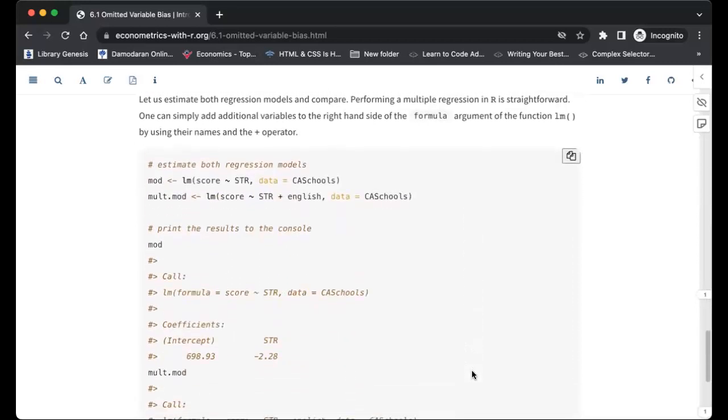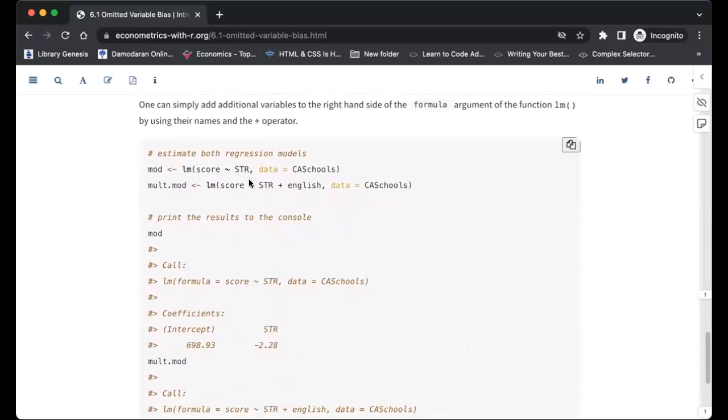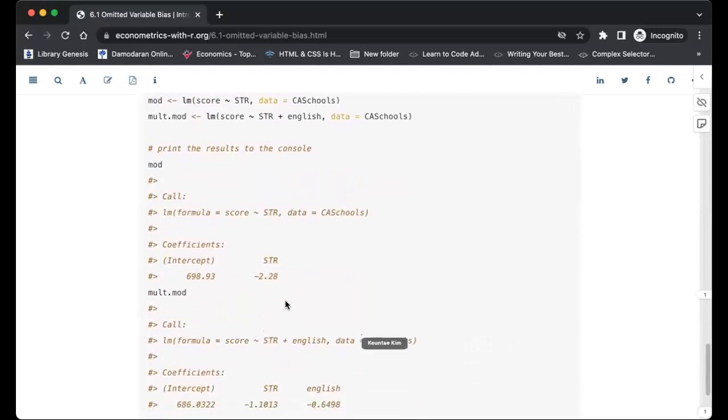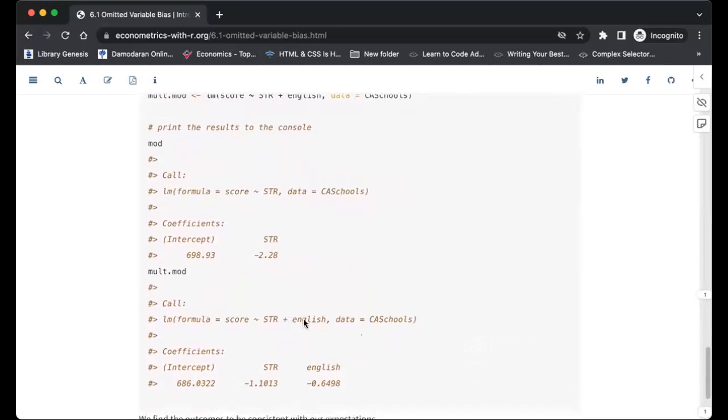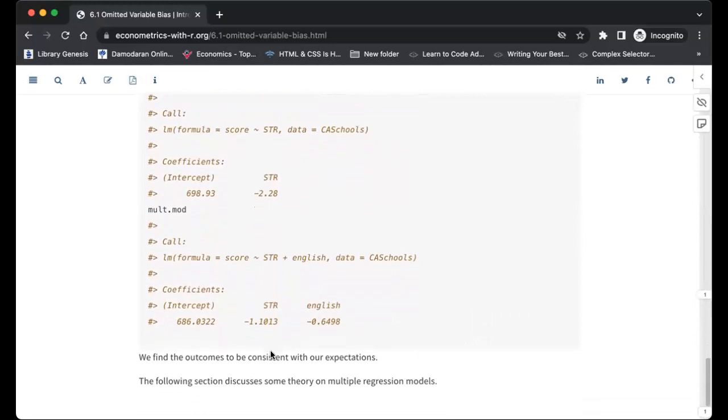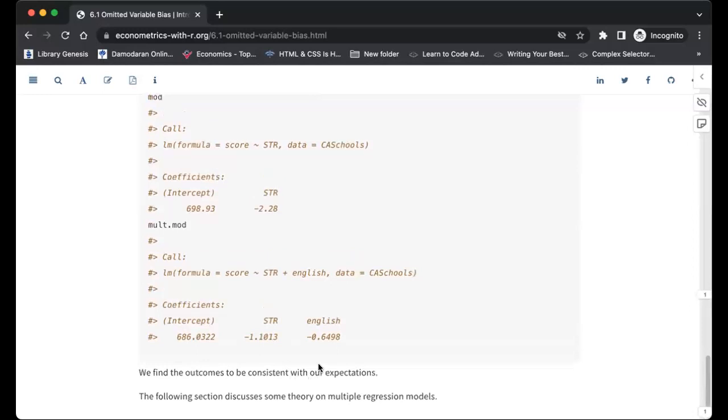When we estimate the model in R without including the percentage of students that are learning English, we have the beta 1 coefficient as minus 2.8. Whilst when we include the percentage of students that are learning English, we have it as minus 1.10. So these outcomes are consistent with what we expect.